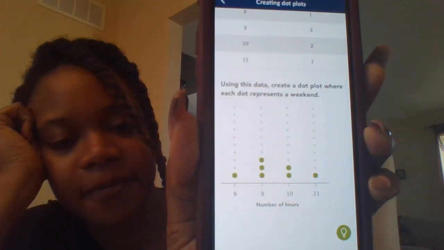So this is what the final dot plot looked like.